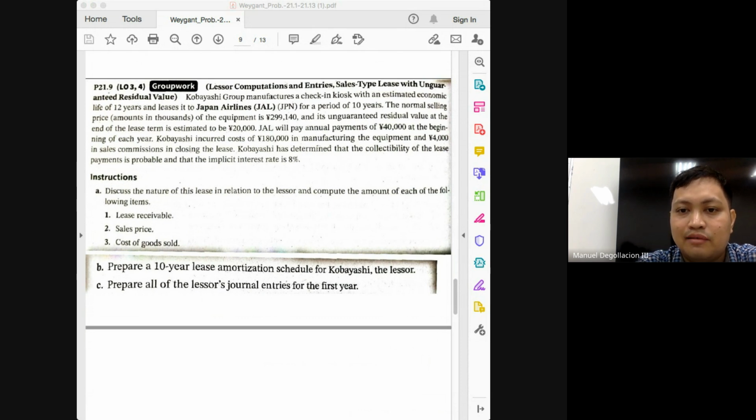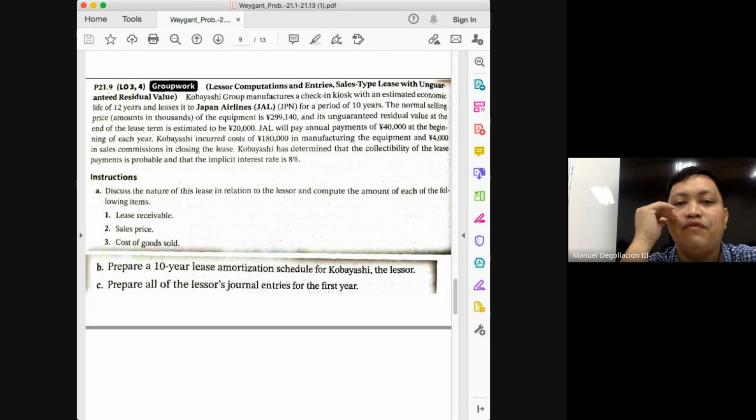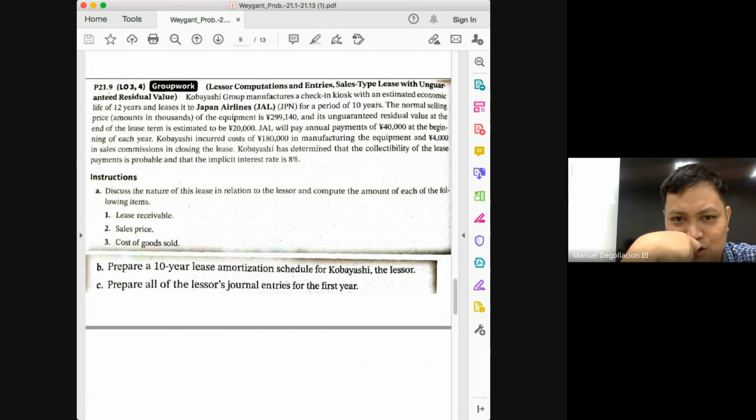Problem 21.9. And the first question I've given you is the initial lease receivable. Because if you check, this would still qualify as a finance lease. Very quickly, what's the lease term? 10 years, and the useful life is also 12 years. The same as problem 21.7. And we know that 10 divided by 12 is 83%, which is more than 75%. Now, let's solve. How do we solve for our lease receivable?